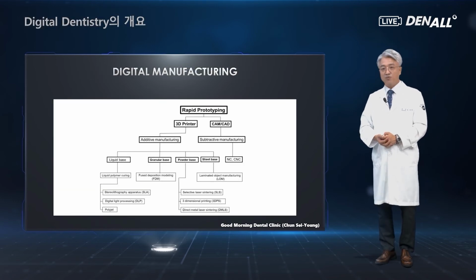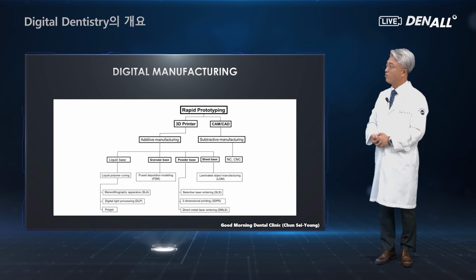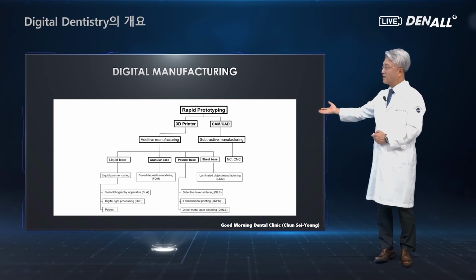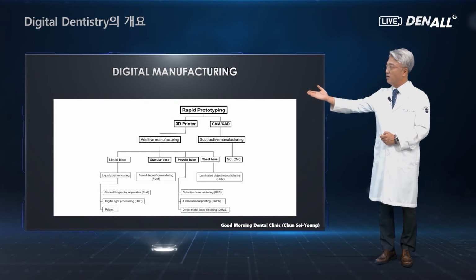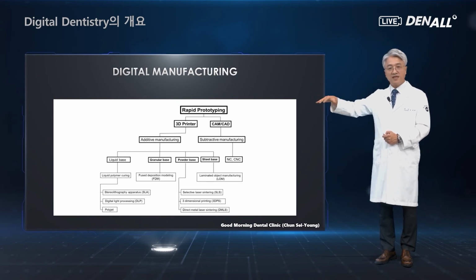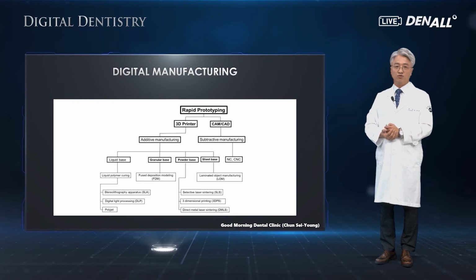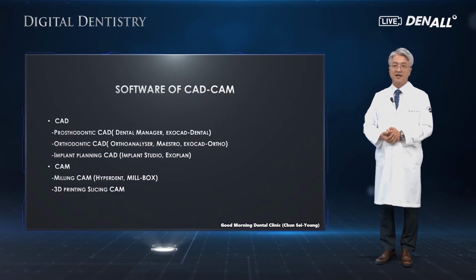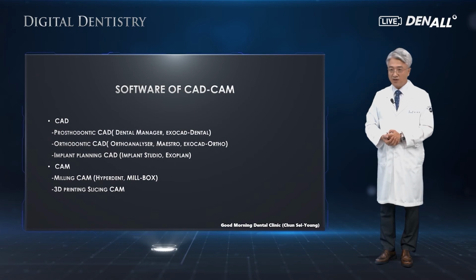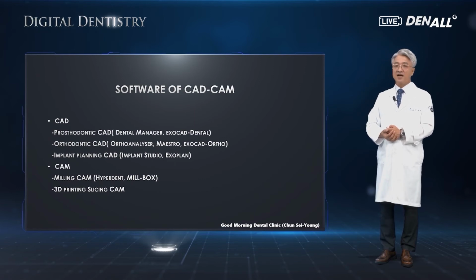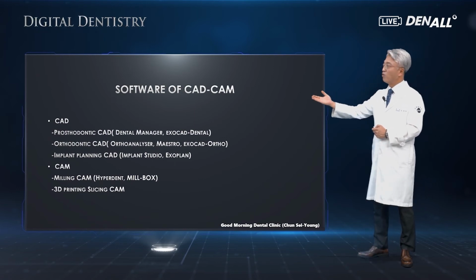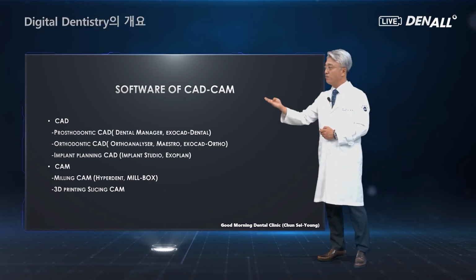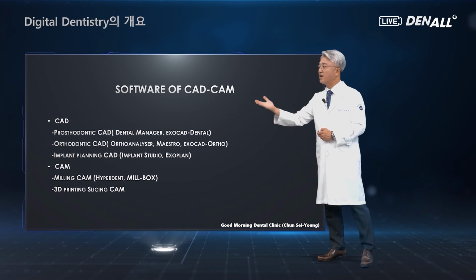The subtractive cutting CAD-CAM. And 3D printer, the additive manufacturing are the two major categories. Let's move on to the CAD-CAM software. The CAD software exists for prosthodontic CAD, orthodontic CAD, and implant planning CAD. These are three major ones.